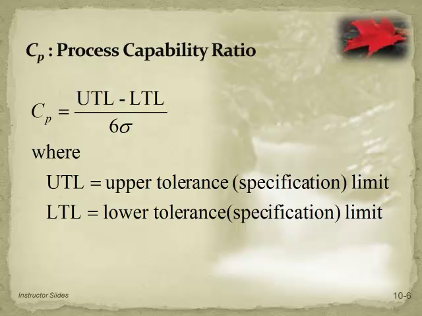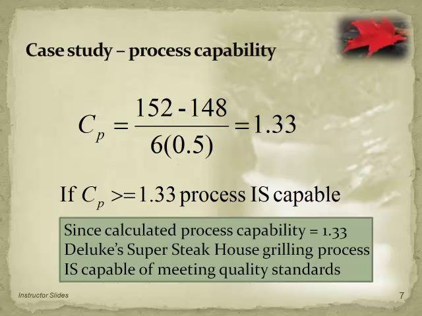Now, instead of using the term specification limit, the textbook has used the term upper tolerance limit. So it means the same thing: upper specification, upper tolerance limit, lower specification, lower tolerance limit. So the difference between those two divided by 6 times your standard deviation. We'll plug our values into the formula.